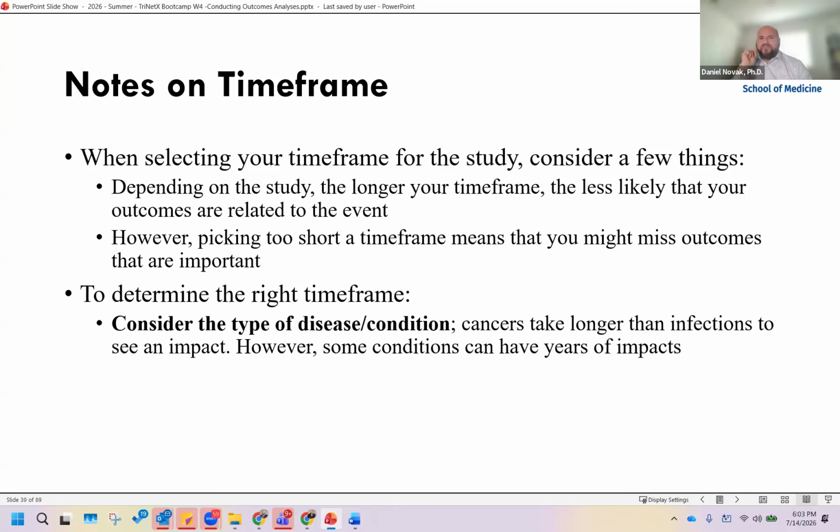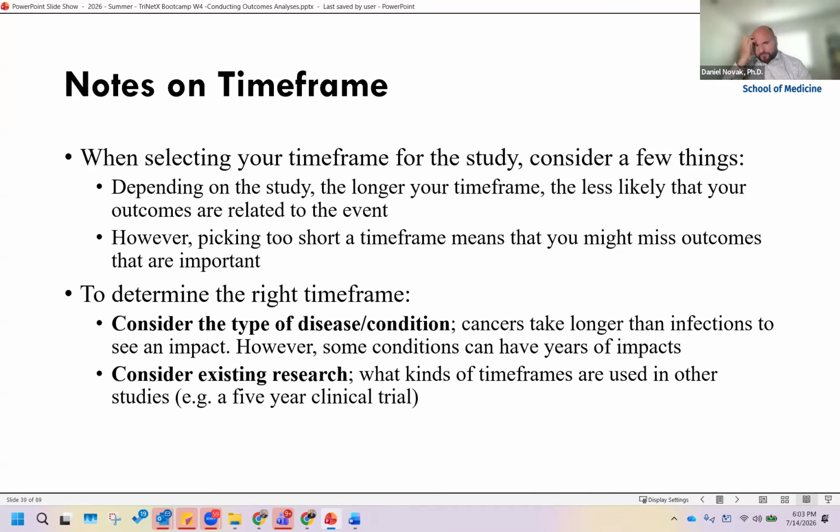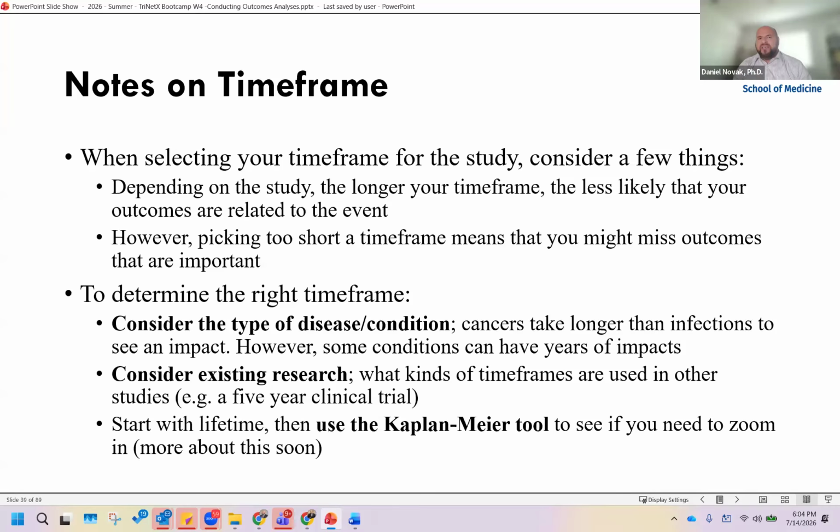You want to consider the type of disease or condition. As I said, cancers take much longer than infections to see an impact. However, some conditions can have years of impact, especially chronic diseases and depression or alcohol use disorder or liver diseases can take years and have years and years and years of outcome impact. Consider existing research. What kinds of timeframes are used in other studies? Like I said, a 5-year clinical trial, a retrospective analysis that looked at 7 years, right, and pegged that as the optimal time frame. So use the existing precedents to help with that.